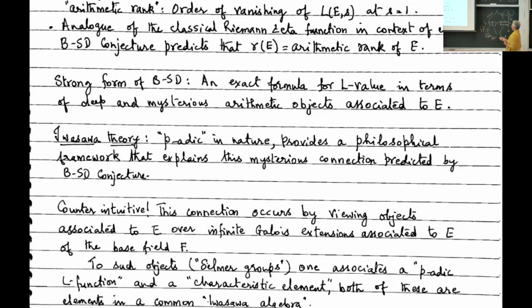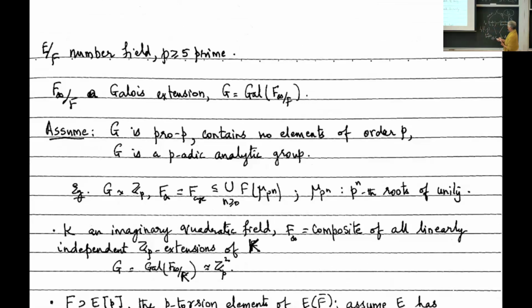Let me move on to the next slide. All right, so all this is going to happen in this context of infinite extensions, so we need to define what an Iwasawa algebra is and so on. From now on, whatever infinite extensions I will be working with, the Galois group will always be assumed to be a pro-p p-adic analytic group. I'll always assume that this is a Galois extension and the Galois group is pro-p, contains no elements of order p. That's important. And that it is a p-adic analytic group.